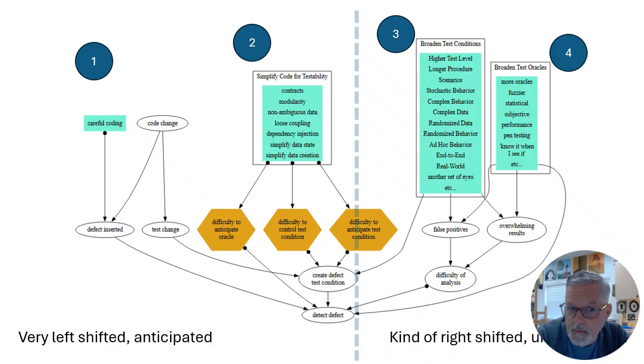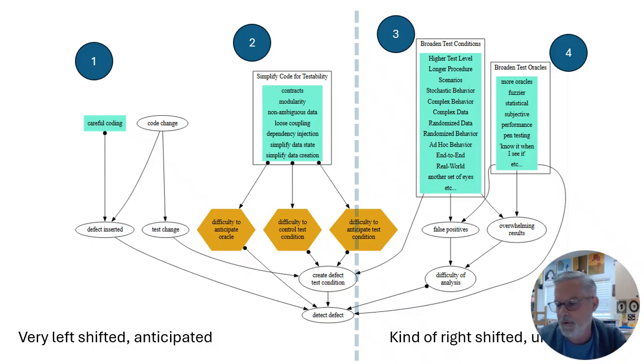Where 1 is the careful coding, just don't write the defect. 2 is make it easier to test it in the moment where it's close to the developer, shifted left. And both of these share the anticipated situation where they're highly affected by your ability to anticipate, right? They've got that dilemma that no matter how well you do at this, you've always got the what didn't I think of constraining its effectiveness. Okay. Very close to the developer, very fast.